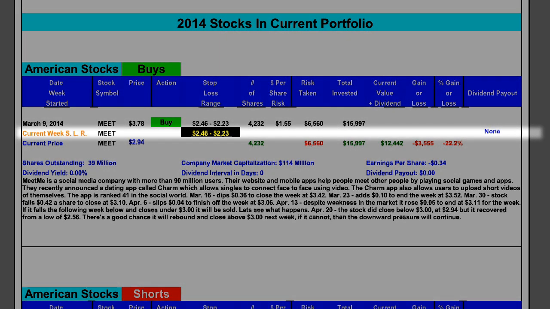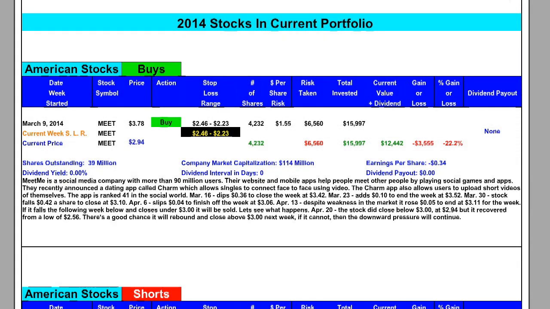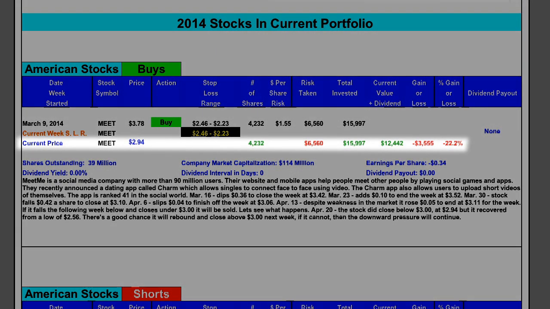The current week SLR row, shown here, corresponds to the current week's stop-loss range. If you see your stock in the new stop-loss range section above, then you'll need to go to the current week's stop-loss range to determine your new stop-loss price and change your stop-loss order. The highlighted numbers represent the values for the current week.